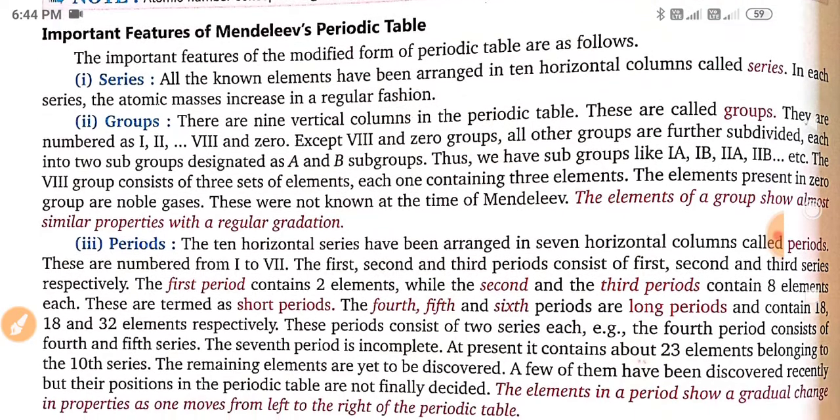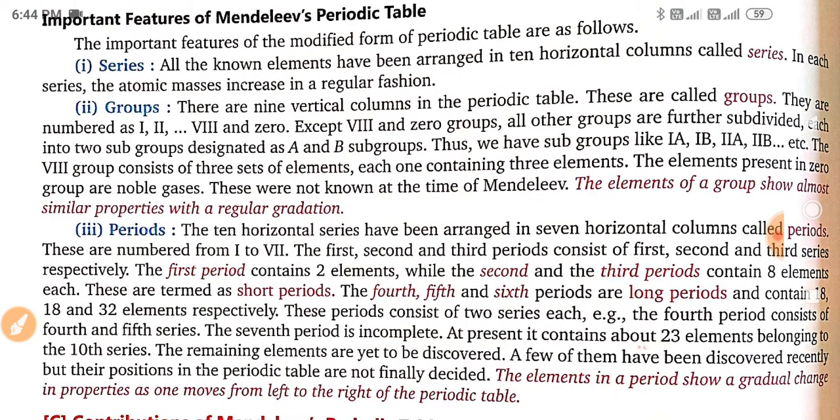So the important features of Mendeleev's periodic table, if we see, first is series. All the known elements have been arranged in 10 horizontal rows called series. In each series, the atomic masses increase in a regular fashion. And groups: there were 9 vertical columns in the periodic table. These are called groups. They are numbered as first, second, up to eighth, and zero.